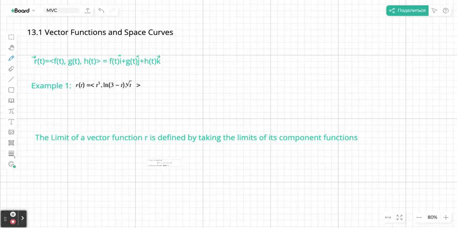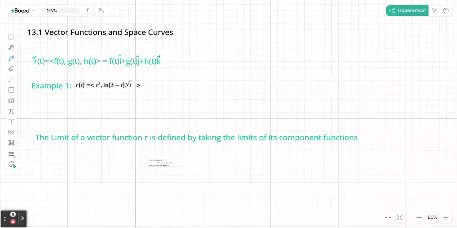Today we're talking about vector functions and space curves. So a vector function is a function whose domain is a set of real numbers and the range is a set of vectors. We are most interested in vector functions whose values are three-dimensional vectors. So that means that for every number t in the domain of r, there will be three functions, f of t, g of t, and h of t.